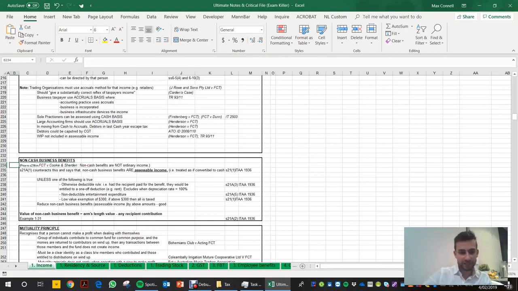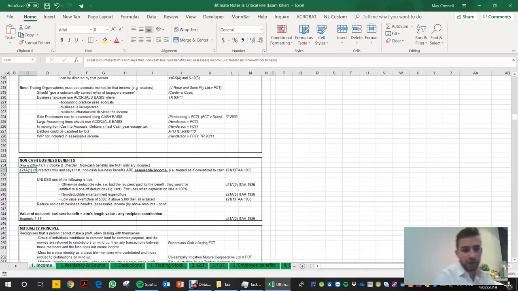I'm not sure why the CSG talks about that to confuse you, but I guess you need to know the history. So 21A counteracts this, writes over the top and says that non-cash business benefits are assessable income, as if it was convertible to cash. For example, they might give you a voucher, and that would be assessable income provided it doesn't fall under one of the following rules.